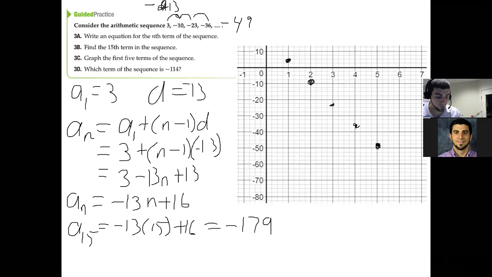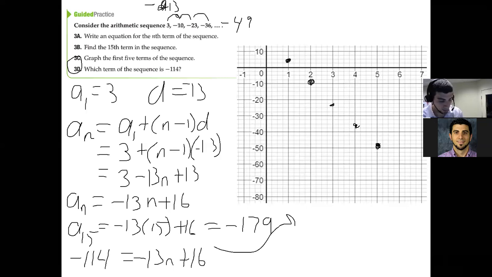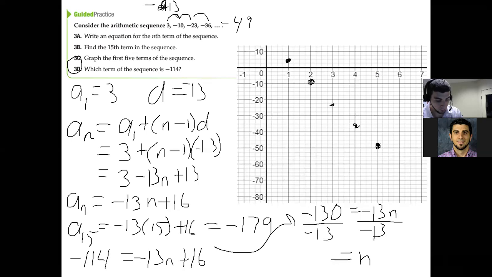Okay? Which term of this sequence is negative 114? So put negative 114 in for the an, and that's going to equal negative 13n plus 16. So you subtract 16 from both sides to get negative 130 equals negative 13n. Divide both sides by negative 13. You get n equals 10. So the 10th term of the sequence is negative 114.